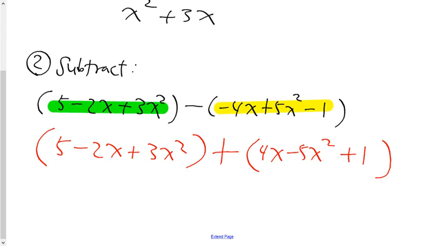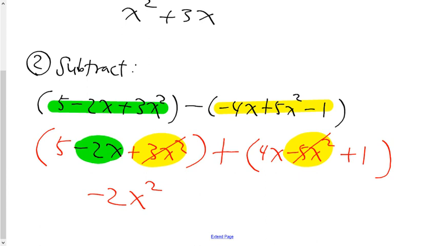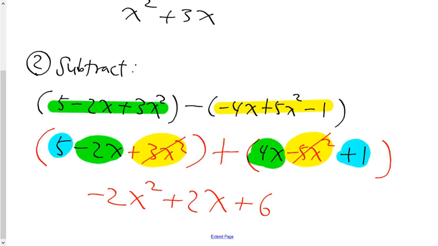Now we're going to gather like terms. Grab my highlighter, highlight my highest degree term of my first polynomial, x squareds, and highlight the x squareds of the second term. When I combine the coefficients of positive 3 and negative 5, I get negative 2x squared. Done. When I highlight my next highest degree term, negative 2x and positive 4x, I get positive 2x. And finally, when I highlight my constant of 5 and my constant of 1, I get a plus 6 constant. And that's the easiest way to do it.